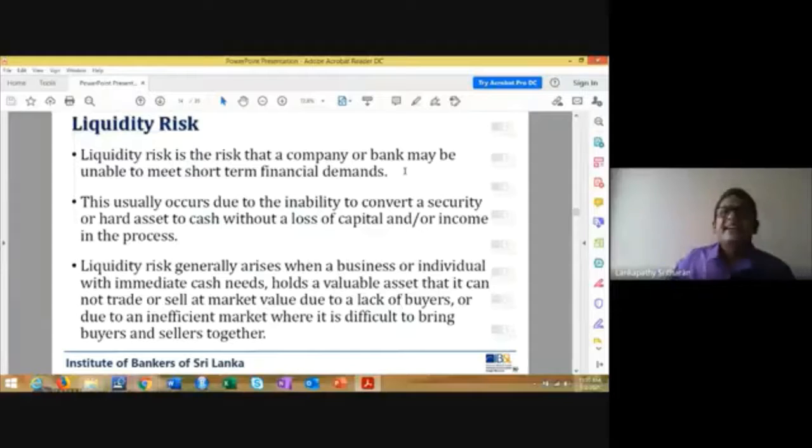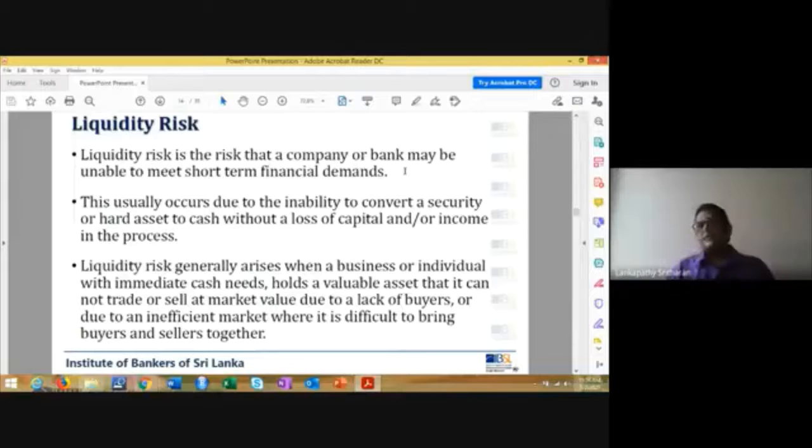For example, we can easily understand this in day-to-day banking operation. Today I have to make a payment of 100 million rupees. That's outflow. The expected outflow is 100 million rupees for today's banking operation. But I expected only 75 million as inflow. So in that case, today the bank will have a liquidity risk because there is a shortage of 25 million to meet the obligation, because the total obligation is 100 million, but the inflow is only 75 million. There's a shortage of 25 million. That is called liquidity risk. The liquidity risk is the risk that a company or bank may be unable to meet the short-term financial demands.